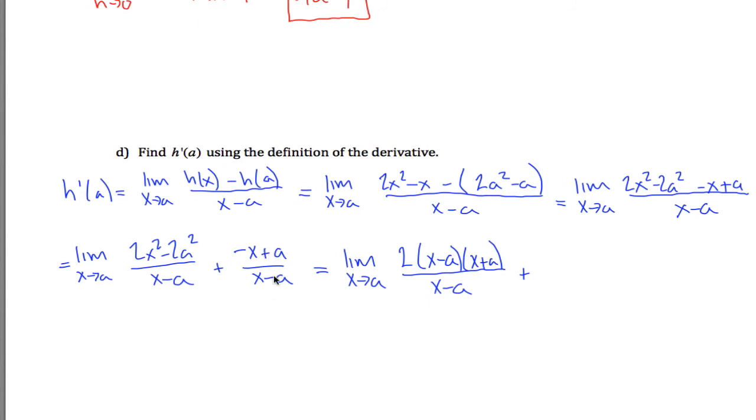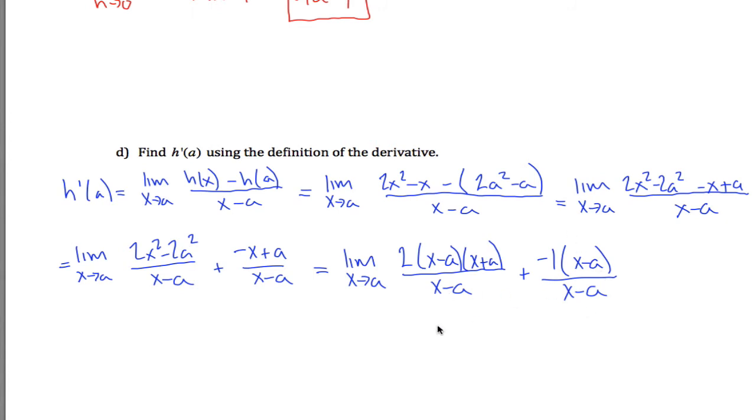I want to cancel these out. I need to get an x minus a out of the top here. I almost have that already. Things are just off by a negative sign. So I could factor out a negative 1, and then I would be left with x minus a, which I could cancel with this x minus a.